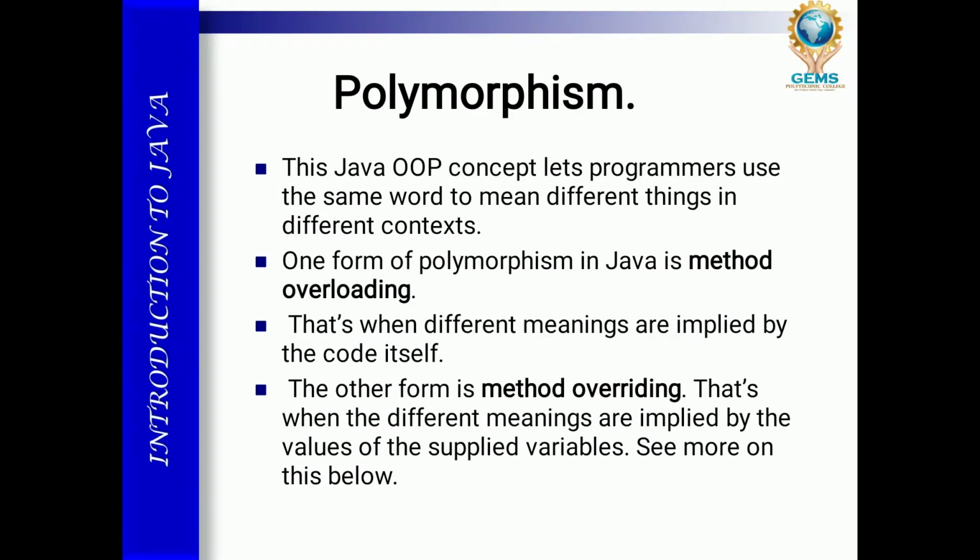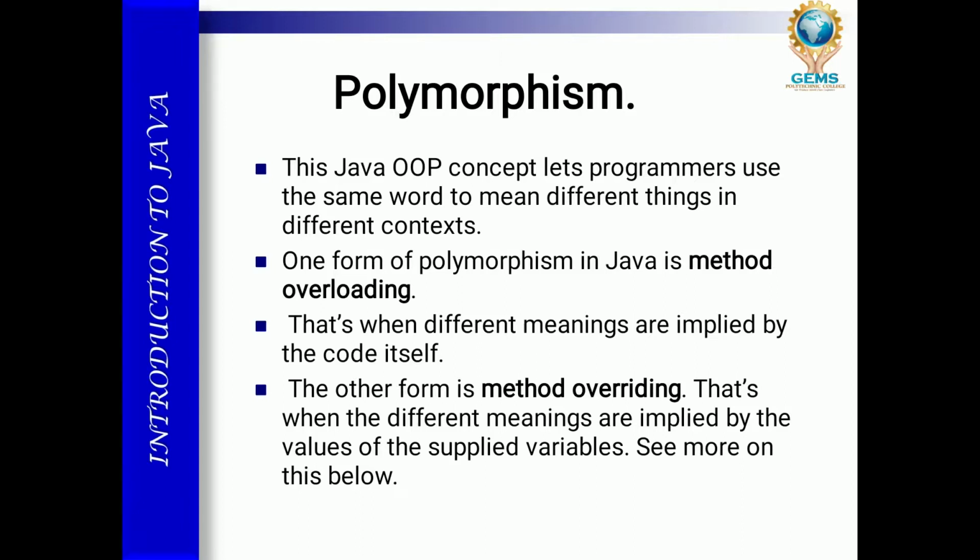Last but not least, we are talking about polymorphism. Poly means many. The Java OOPS concept lets programmers use the same word to mean different things in different contexts. Same word, try to understand here. The same word means different things in different contexts.